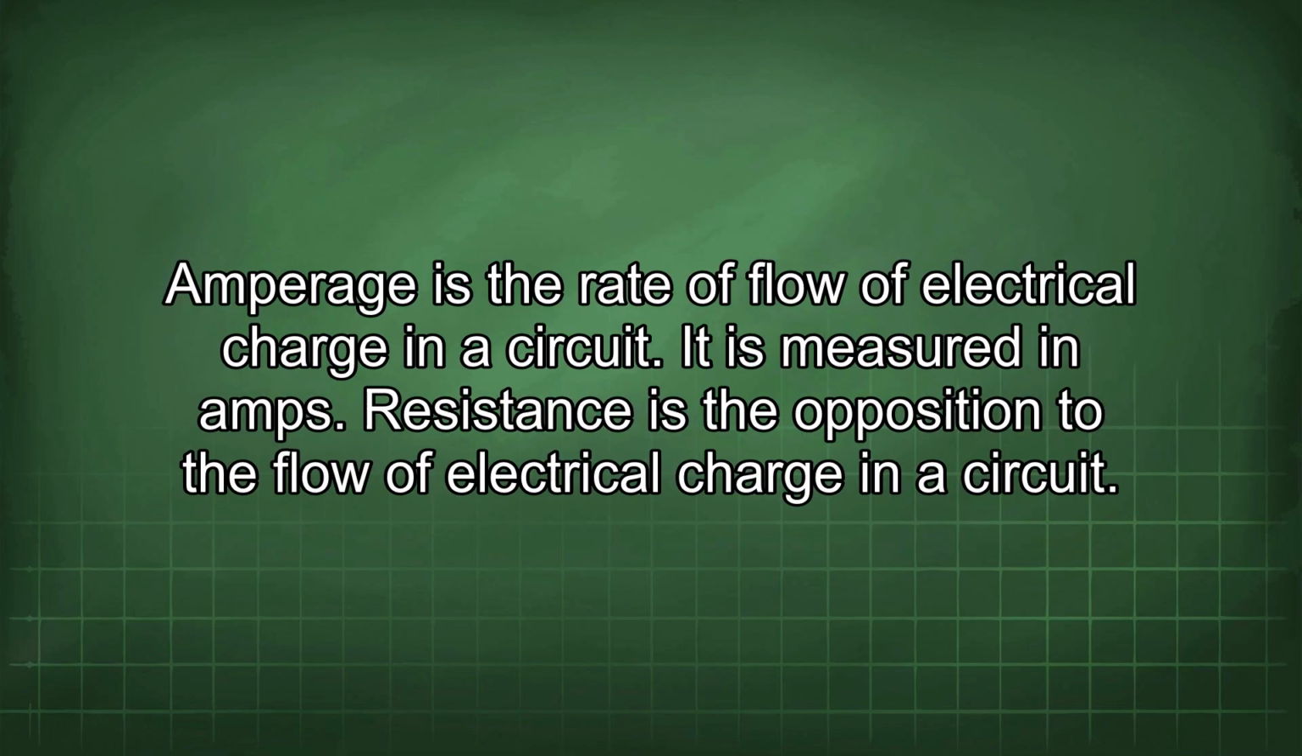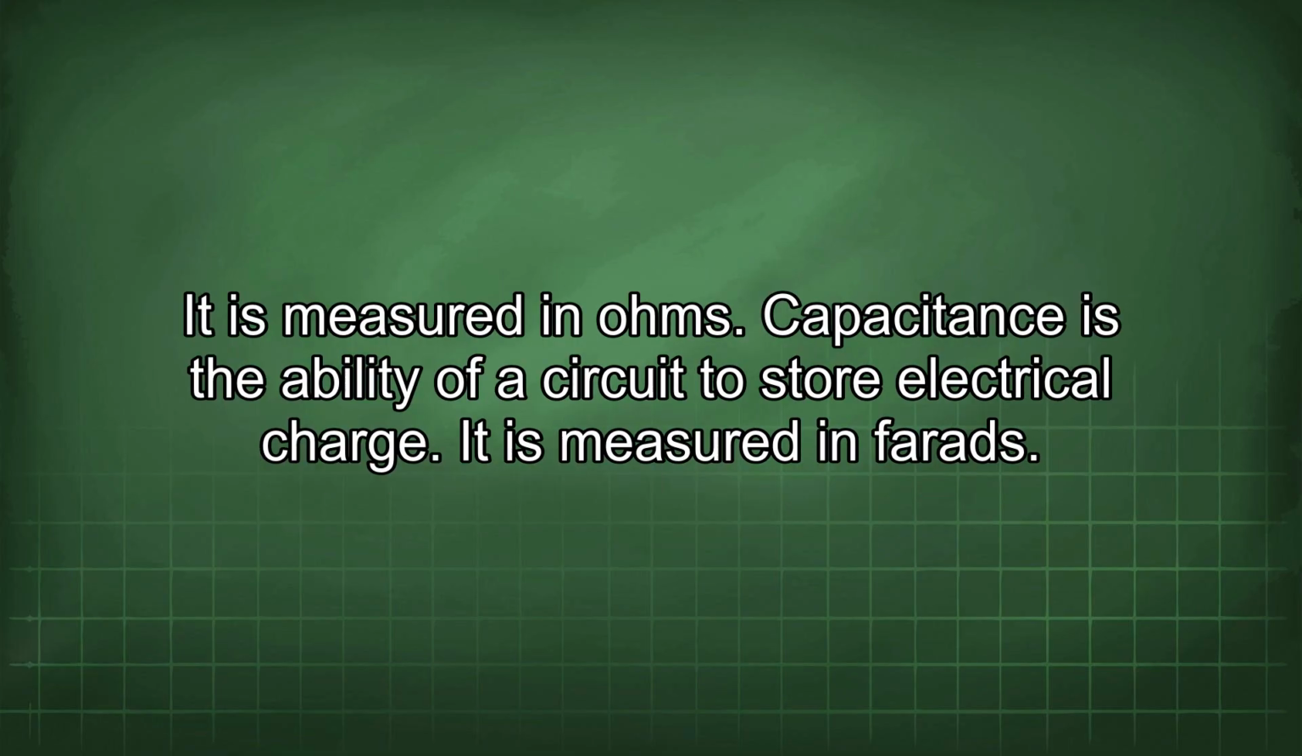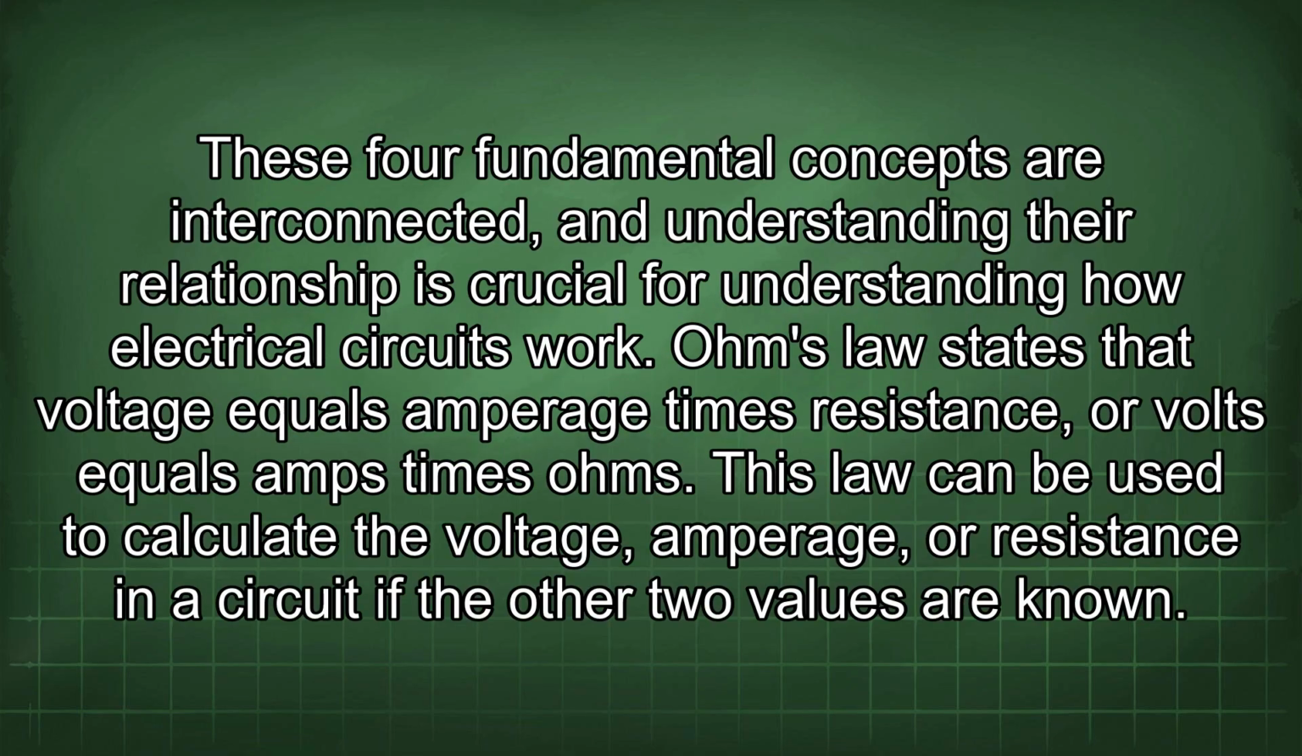Amperage is the rate of flow of electrical charge in a circuit. It is measured in amps. Resistance is the opposition to the flow of electrical charge in a circuit. It is measured in ohms. Capacitance is the ability of a circuit to store electrical charge. It is measured in farads. These 4 fundamental concepts are interconnected, and understanding their relationship is crucial for understanding how electrical circuits work.